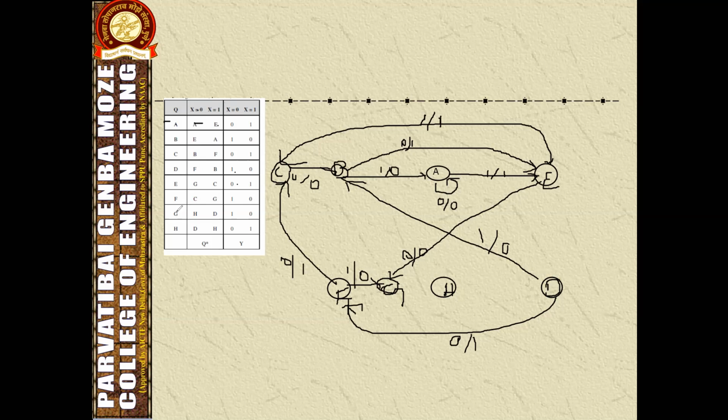Then G to H. G to H, when x equal to 0, output is high. G to D. So this is G to D. What is the possible combination G to D? X equal to 1, output is 0.